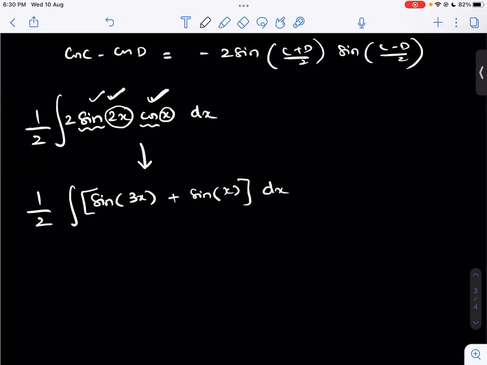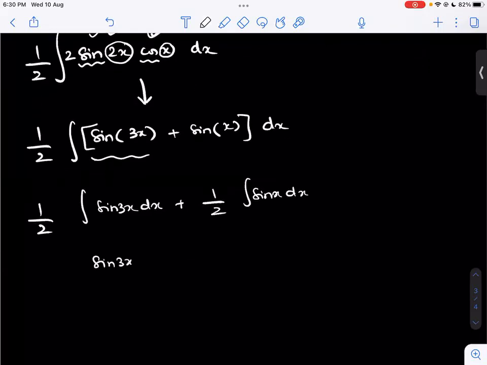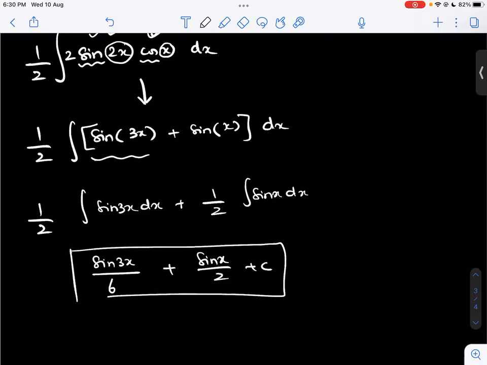It is easy for you to integrate it. Half into integral of sin 3x dx plus half into integral of sin x dx. So answer will be sin 3x divided by 6 plus sin x divided by 2 plus c. Oh, cos, sorry, minus cos.